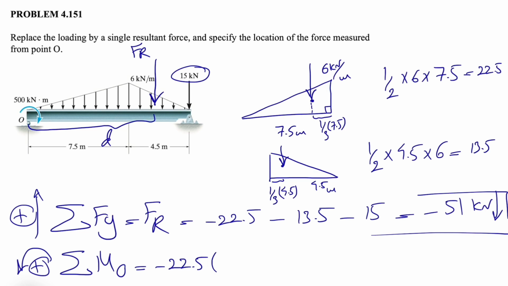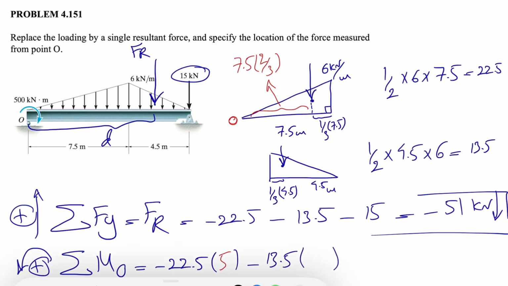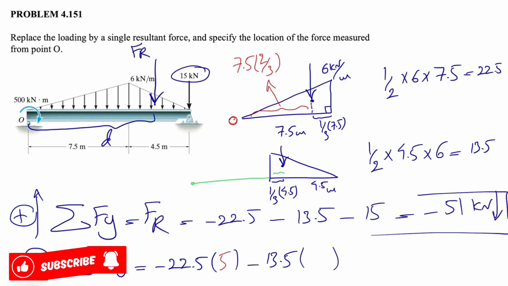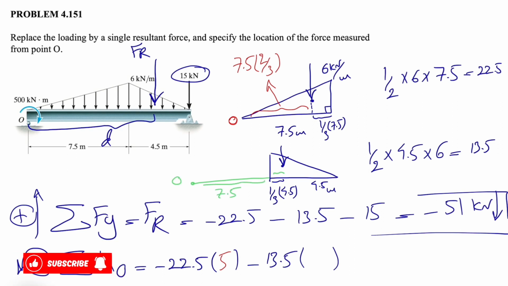So we have this force times the distance from point O, and that would be this distance that I'm going to show in red. Since we have point O here, this would be, as I mentioned, 7.5 times 2/3, and if you calculate that, we get 5 for this distance. The second force would be the force of the right triangle, which I'm going to show in green. Since our point O is here, we'll have 7.5 here too. So we'll have 7.5 plus 1/3 of 4.5, and this will be 9.